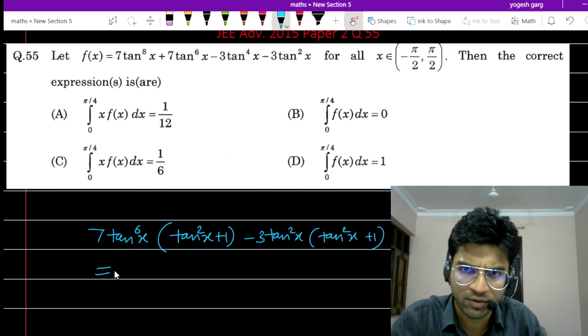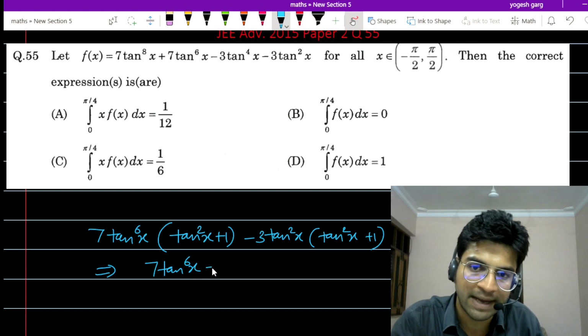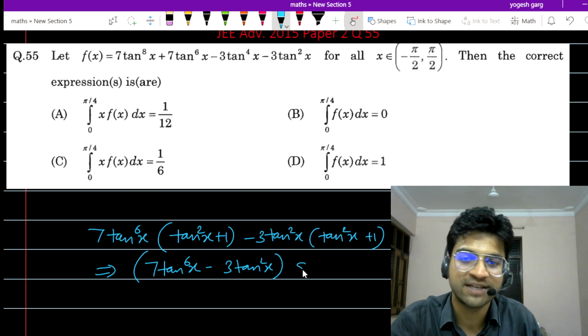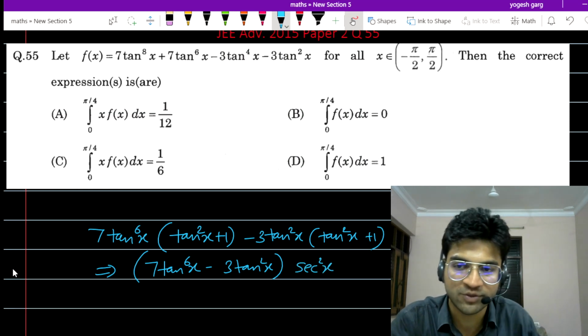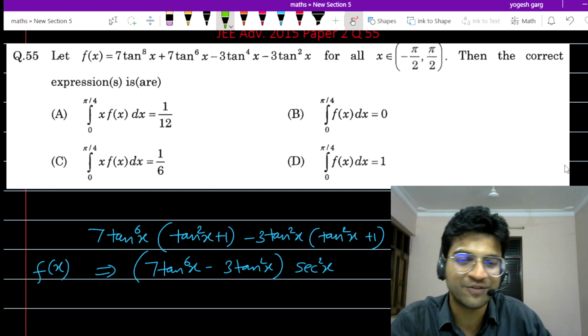Now if you again take tan^2 x + 1 common, you will get (7 tan^6 x - 3 tan^2 x) into (1 + tan^2 x), which is sec^2 x. Now what is the utility of this? I hope I need not tell what the utility of this is.